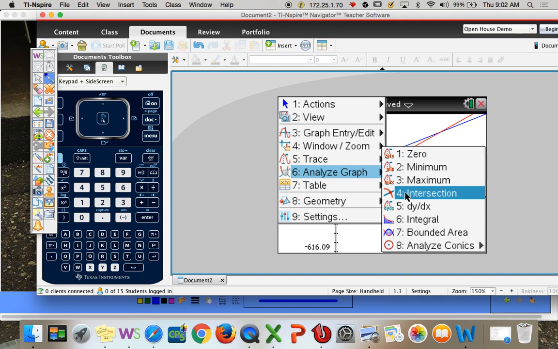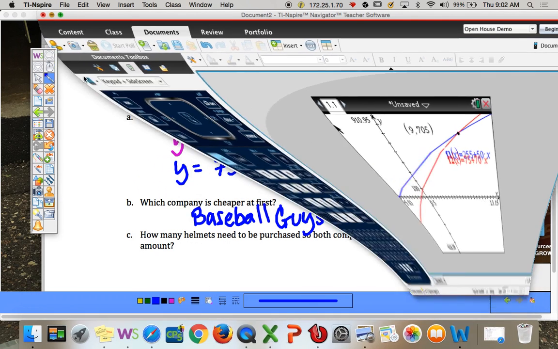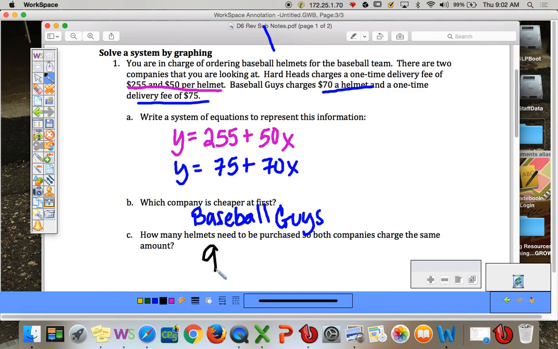So let's analyze our graph here. Let's find this point of intersection. Here it is. So at 9 helmets, they both cost $705. So let's write that down. At 9 helmets, they both cost $705. And then after that, Baseball Guys becomes more expensive because they're $70 a helmet.